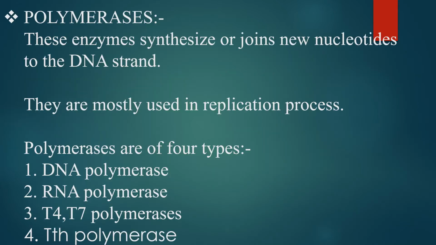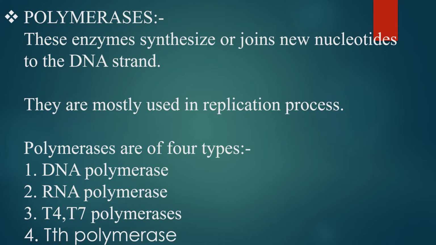Polymerases. These enzymes synthesize or join new nucleotides to DNA strands. They are mostly used in the replication process. Polymerases are of four types: DNA polymerases, RNA polymerases, T4 and T7 polymerases, Taq polymerases. DNA polymerases are of three types: DNA polymerase 1, 2 and 3. DNA polymerase 1 and 3 are ideal polymerase enzymes. DNA polymerase 1 has 5' and 3' exonuclease activity.